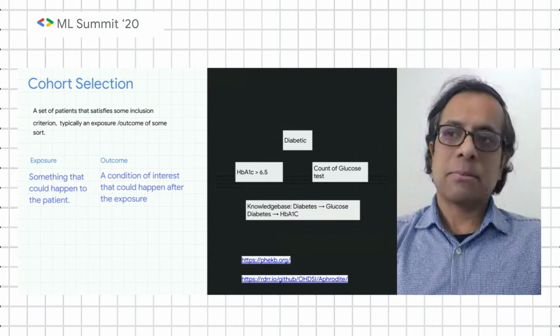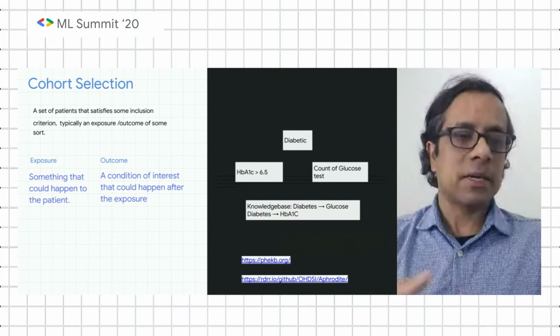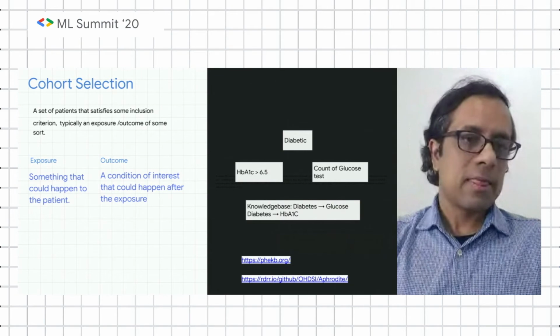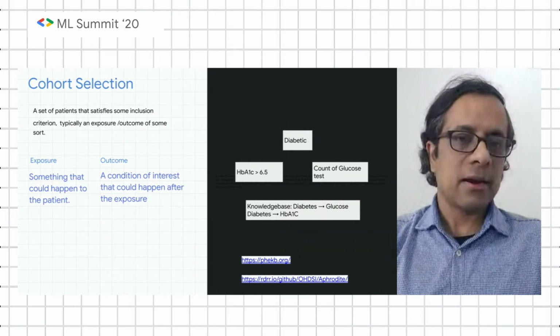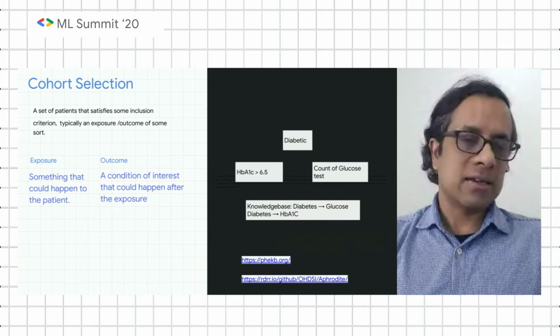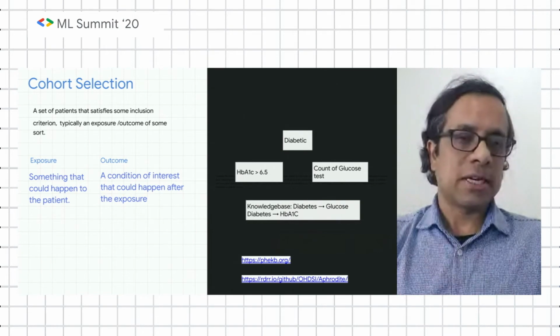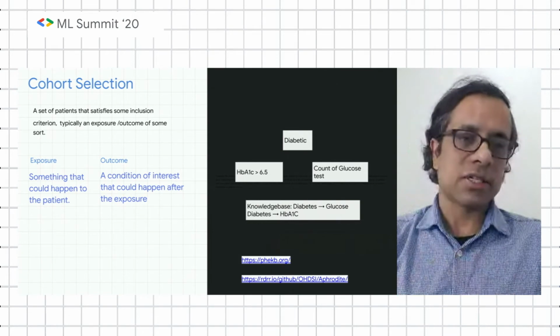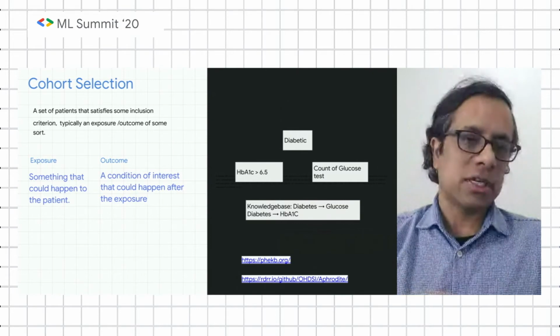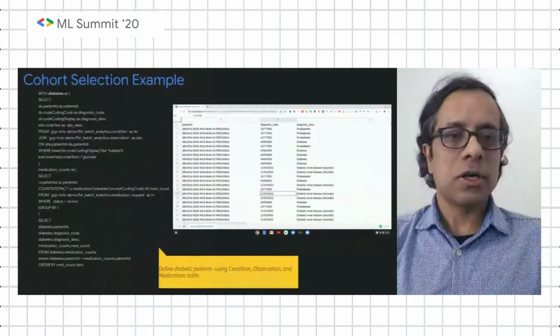And then the next example is cohort selection: the set of patients that satisfy some inclusion and exclusion criteria. There could be two different things here. One is the outcome you're looking at, and the second is what exposure you're looking at. Exposure means you have some kind of symptoms or some kind of procedures. Outcome is whether you're doing well after the surgery and things like that. So those are the two ways you can select a cohort.